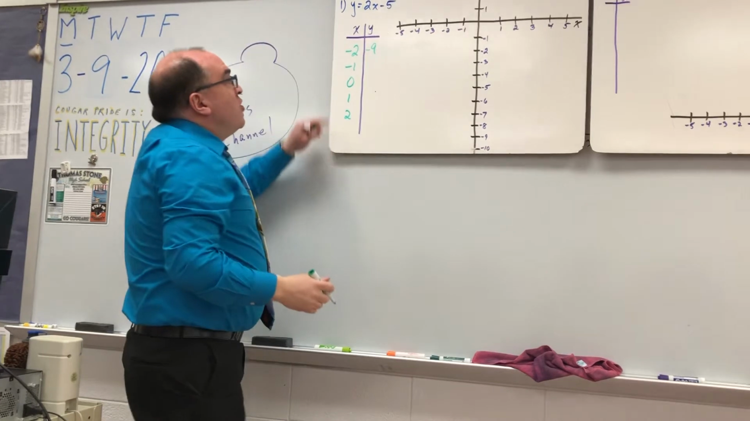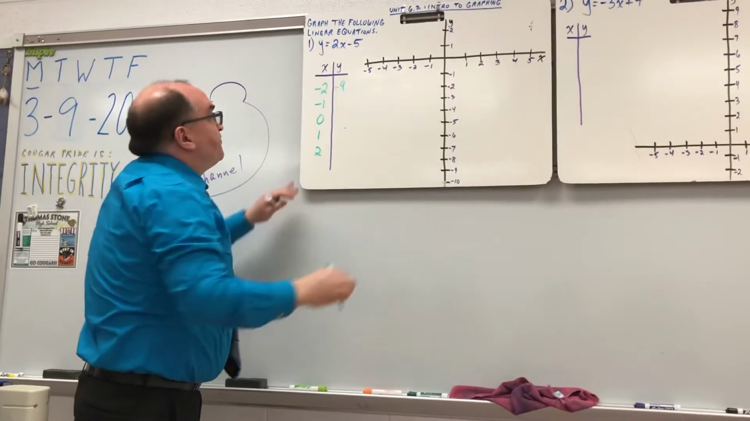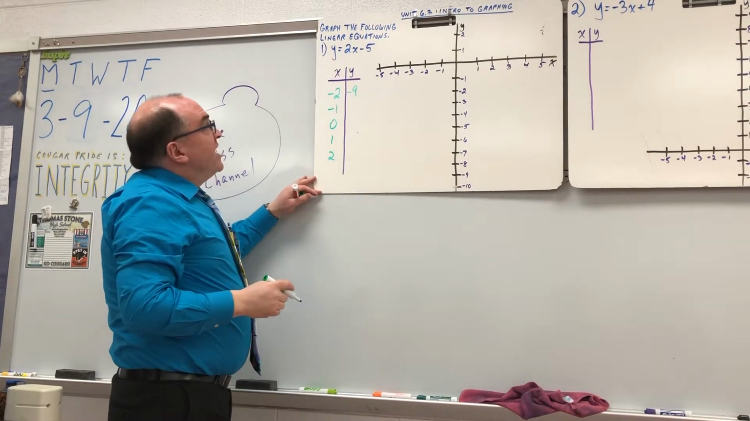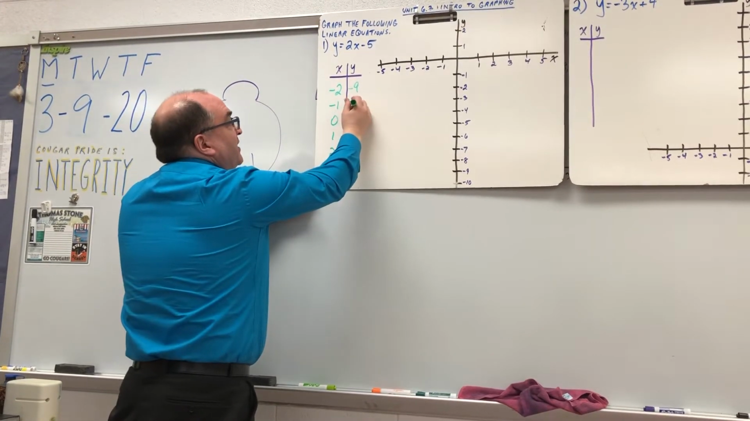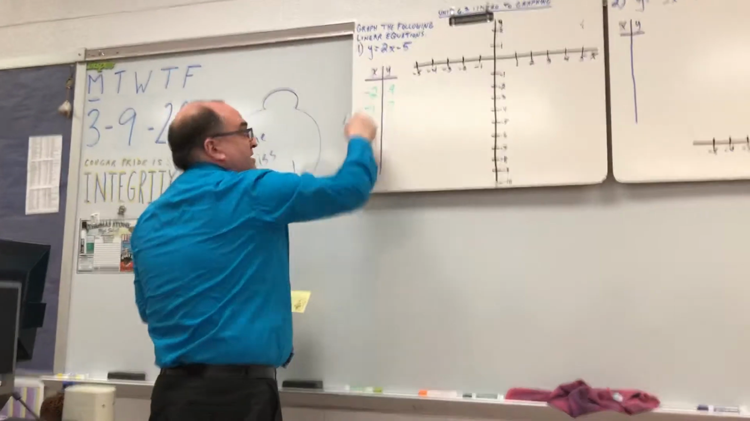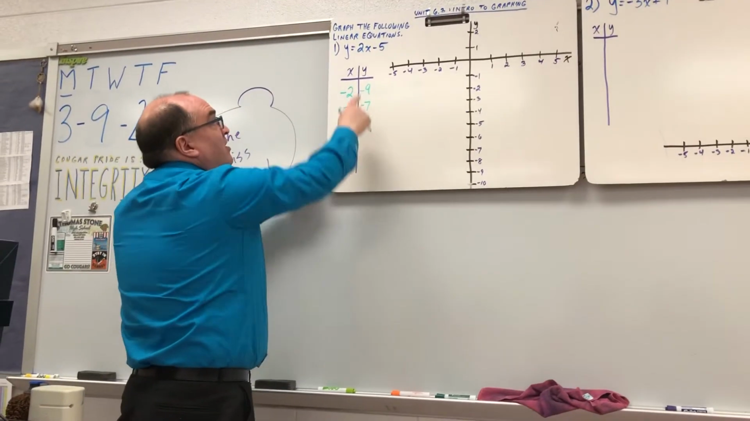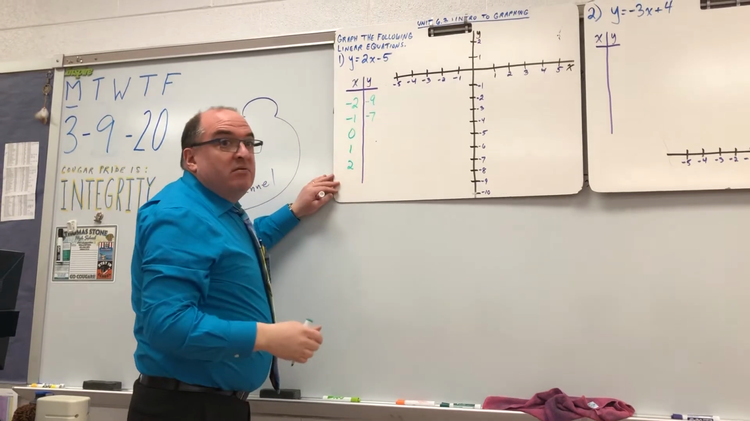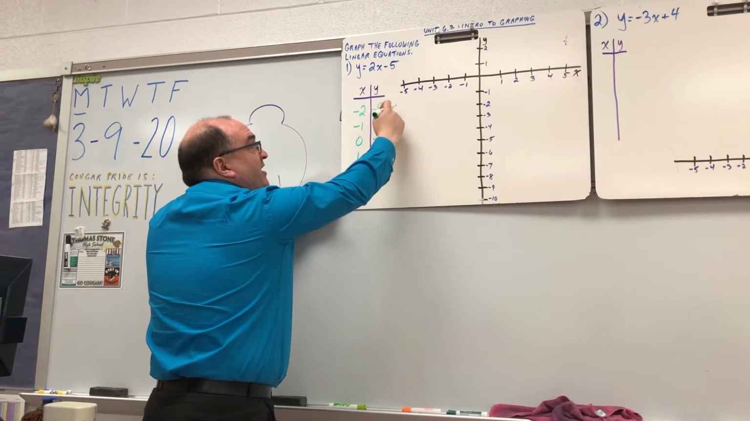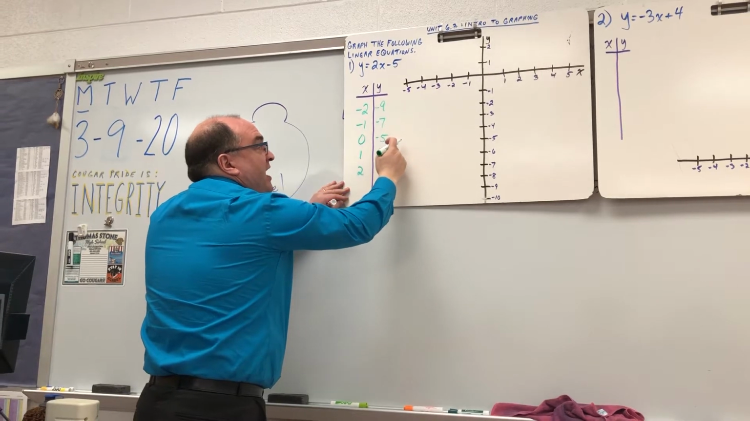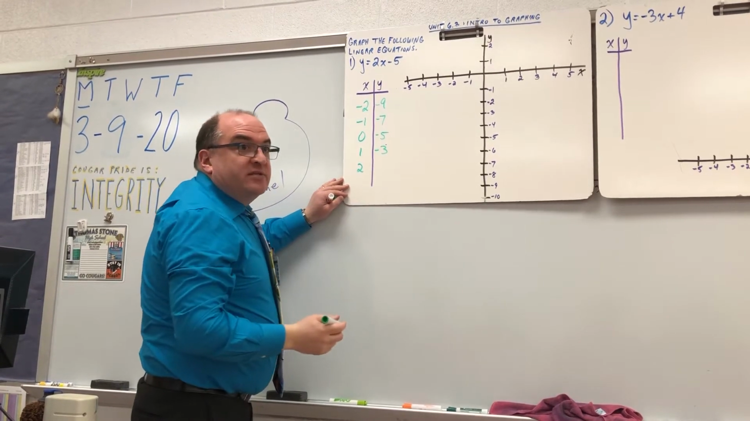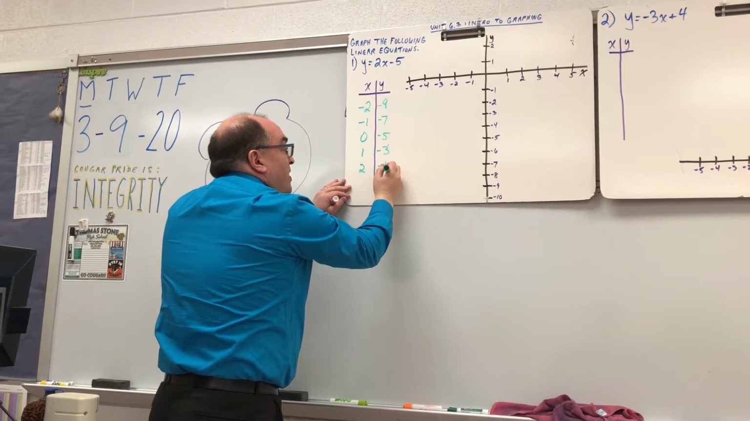Easy. What about if x is -1? What's 2 times -1? -2. What's -2 minus 5? -7. What if x is 0? If x is 0, 2 times 0 is 0, minus 5 is -5. You see -9, -7, -5, next is going to be -3, and after that is going to be -1.